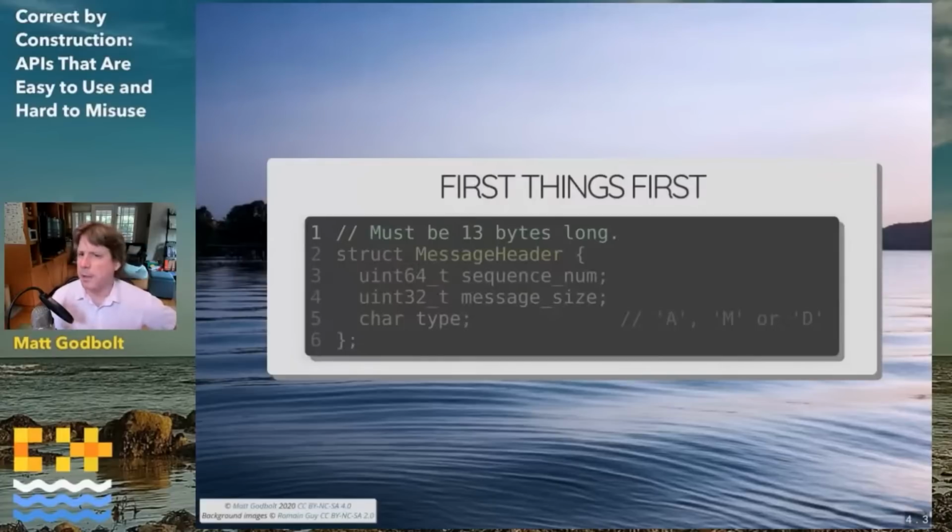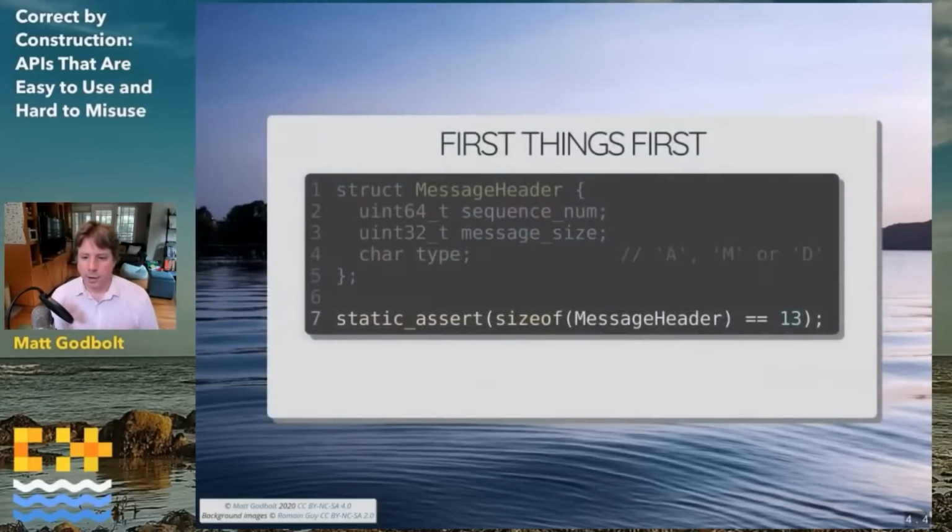So here I've said must be 13 bytes long. Presumably the PDF I had said, oh, this is what the header is. It's a 13-byte structure that looks like this. Well, why don't I assert it then? Why don't I say, hey, the size of this should be 13. Now the compiler will check for me, and I can use static_assert at the top level of the file. It doesn't have to be in a function. And I can say, if it's not 13, it's an error.